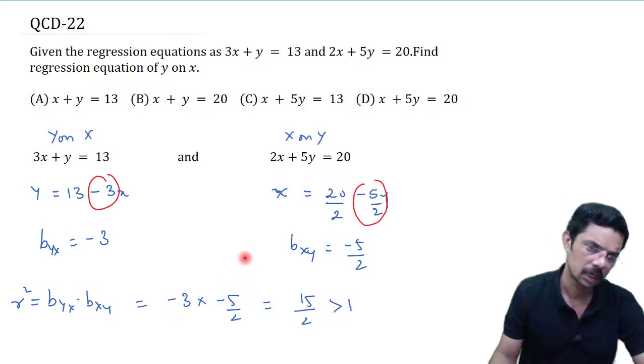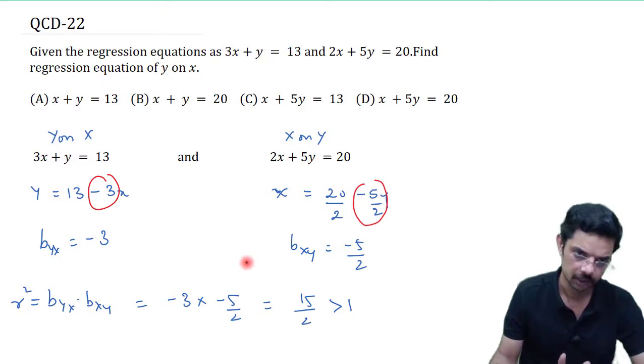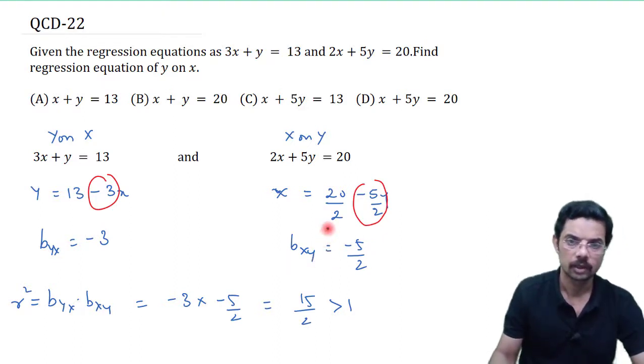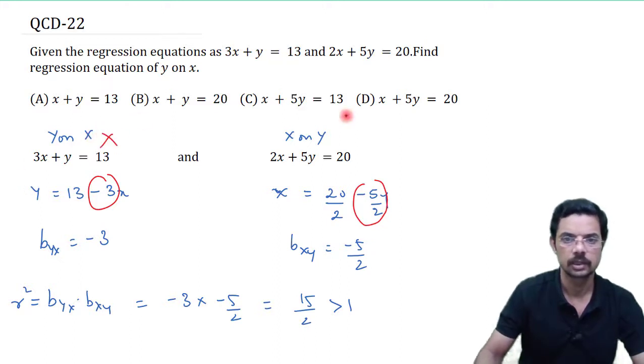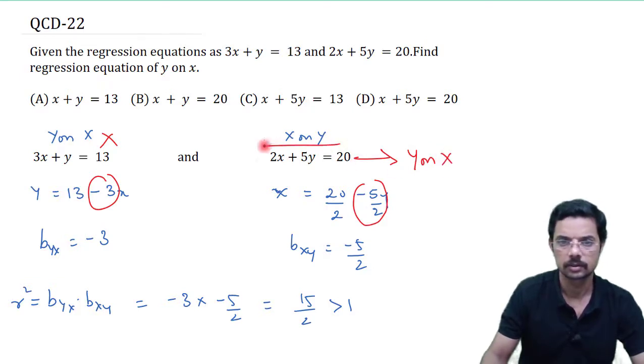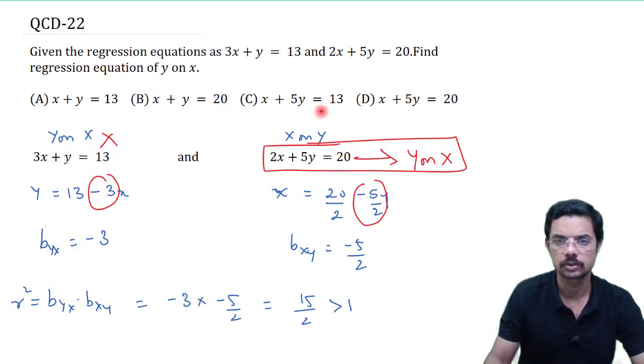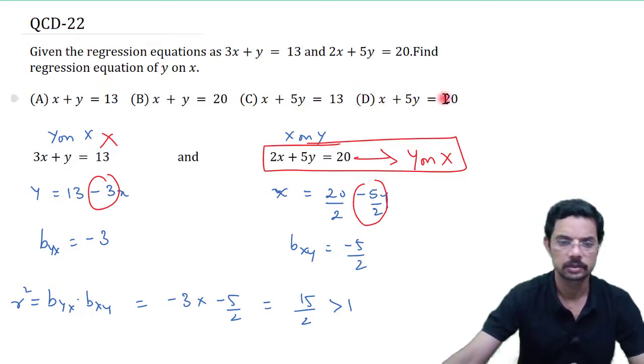So this is not possible. r square should be less than or equal to 1. So therefore, our assumption is wrong, and we have to interchange them. This is not y on x, and this is y on x. So this one is y on x. This is 2x plus 5y equal to 20. So where is the answer? There is no option. Let me check. This is 2x plus 5y equal to 20.